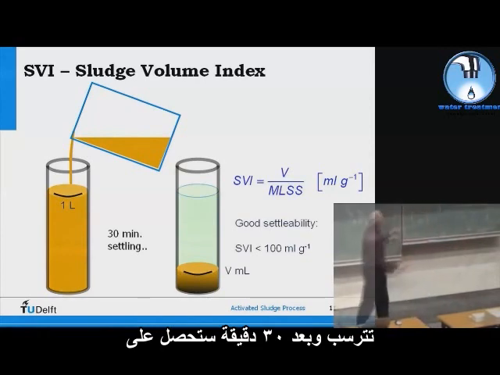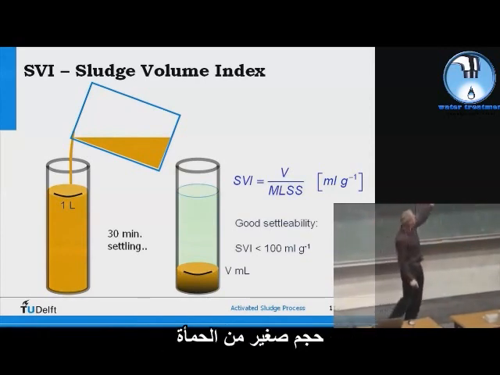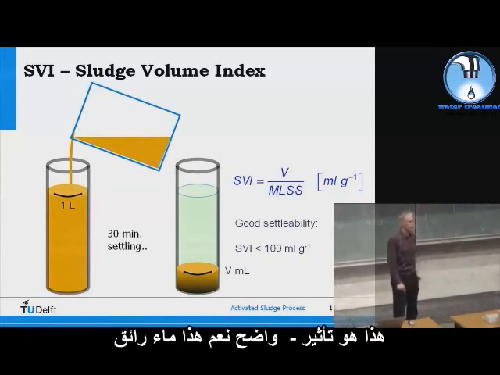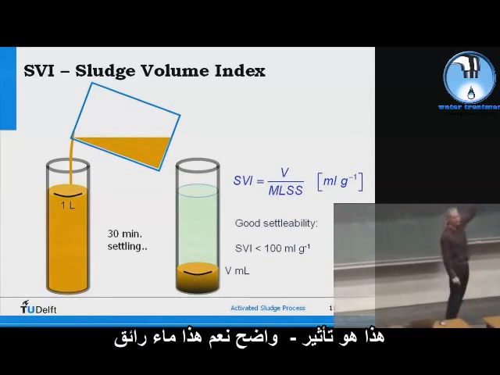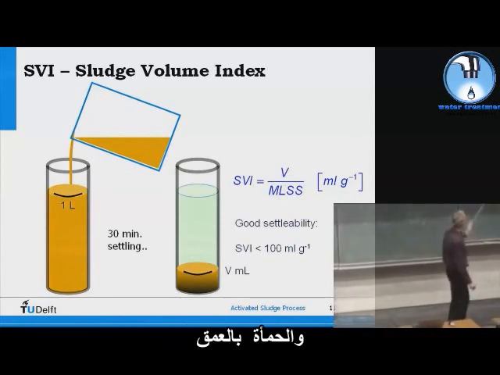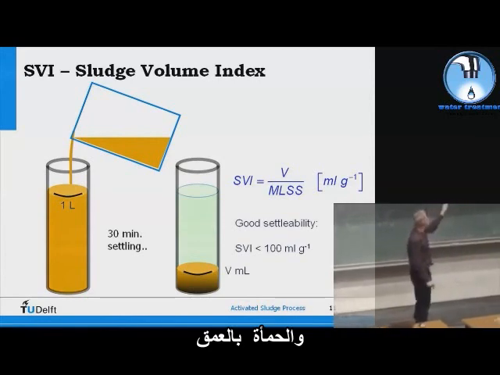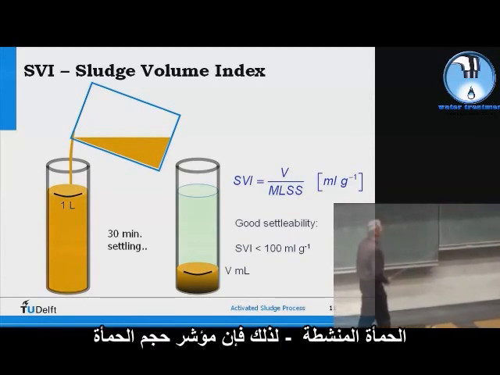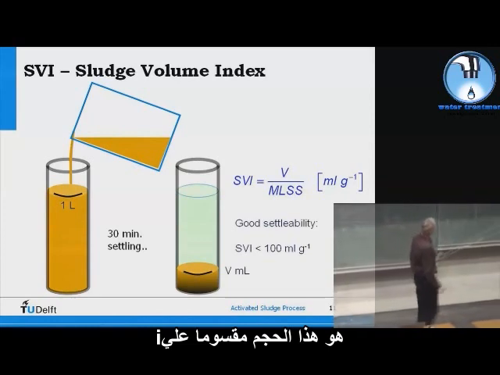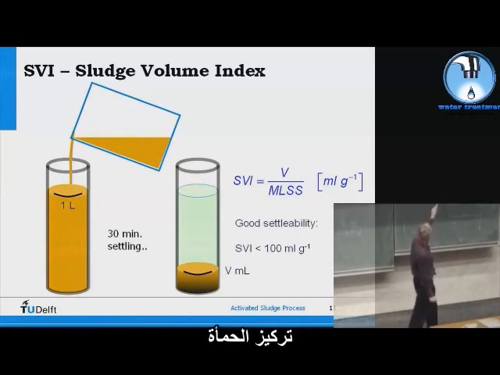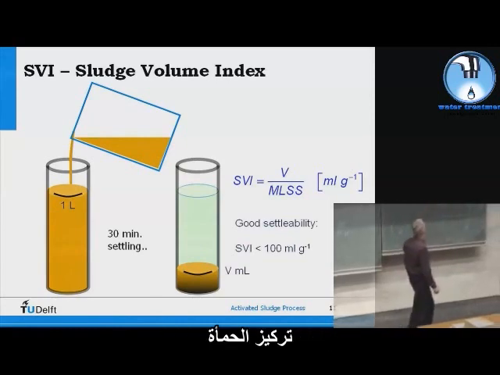And after 30 minutes, you've got a small volume of sludge. This is, in fact, clear water, and the sludge, the activated sludge. So the sludge volume index is this volume divided by the concentration of sludge.